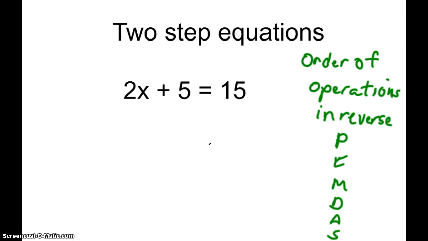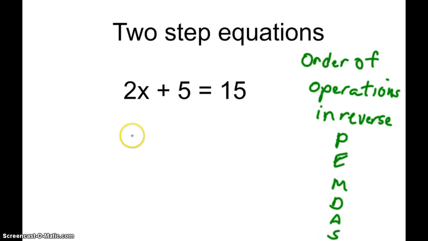And so we talked about it a little bit more in class, and then we kind of linked it to the order of operations, but the order of operations in reverse. If this is the order of operations, where we do parentheses first, then exponents, multiplication and division, adding and subtracting, we're going to be working in the reverse order. So we're going to start with adding or subtracting, then we're going to multiply or divide.